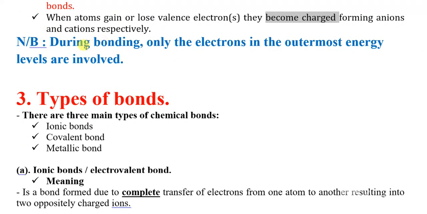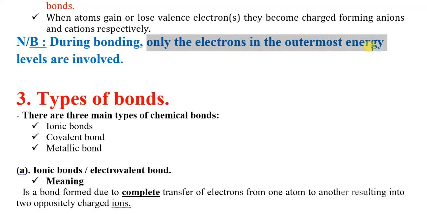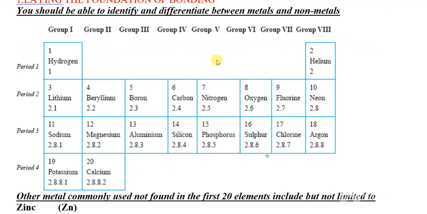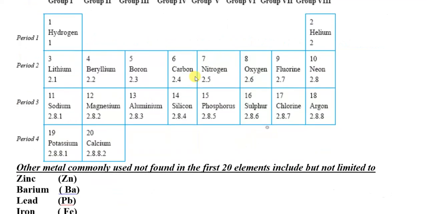Now, there is a note here which I consider very, very important. During chemical bonding, only electrons in the outermost energy levels are involved in bonding. I don't know how I can put it in other words, but I hope you have understood that. Only the electrons in the outermost energy level are involved in bonding. I want to bring you back to this periodic table again.